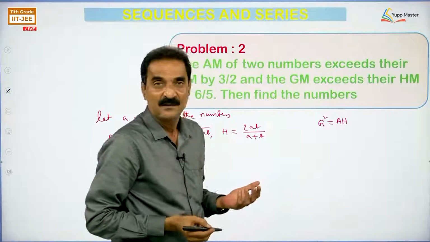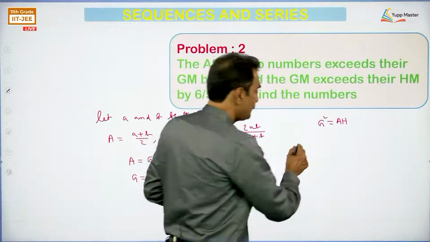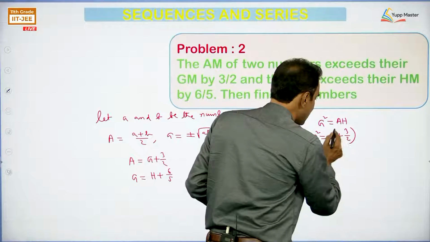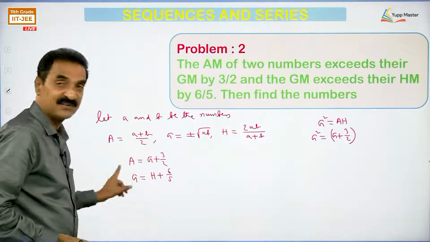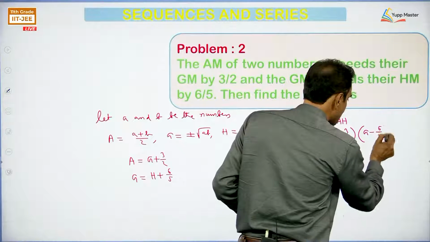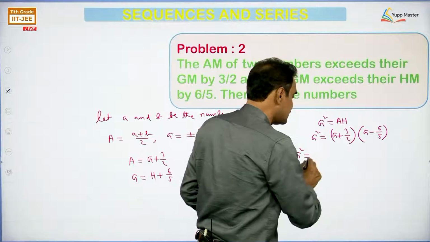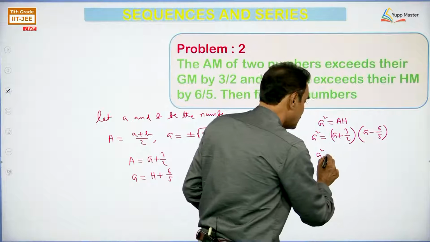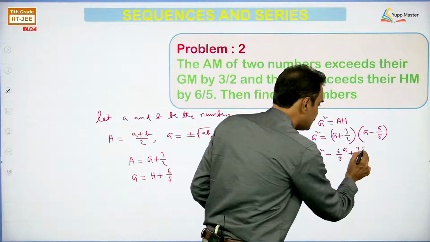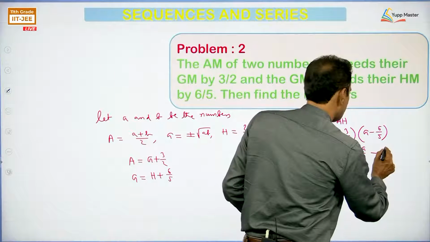Is it not? So let us substitute A as G plus 3/2. G squared is equal to (G plus 3/2) into, what is H? H is G minus 6/5. Multiplying the RHS, you will get G squared is equal to G squared minus 6G/5 plus 3G/2 minus how much? 9/5.